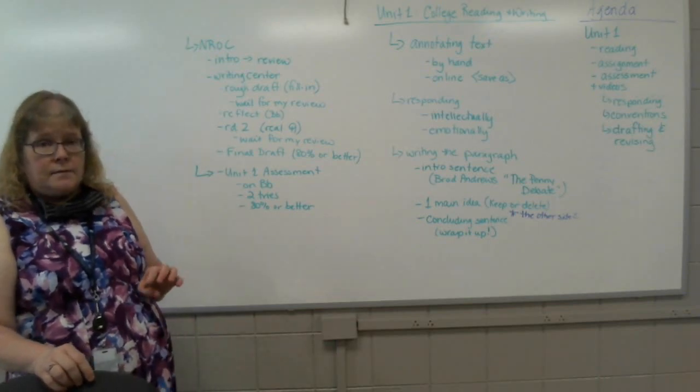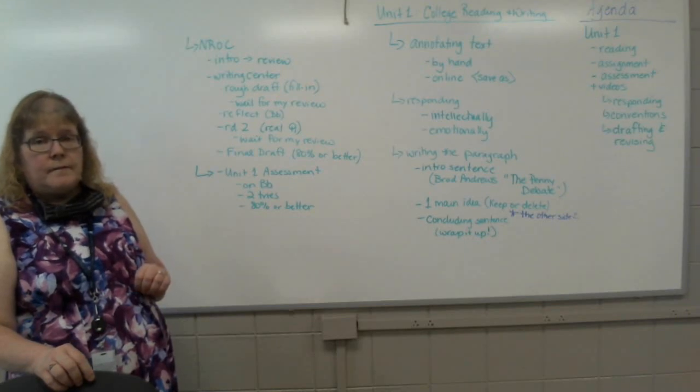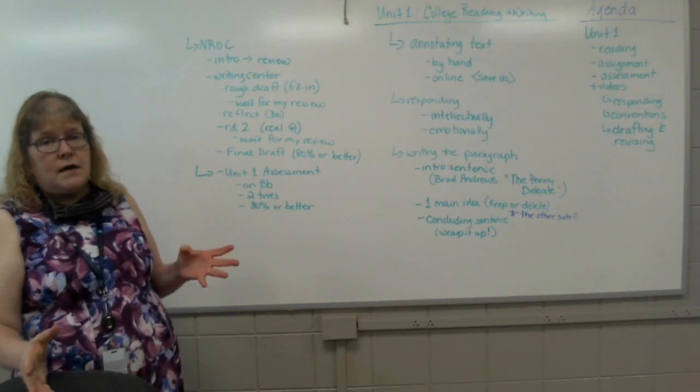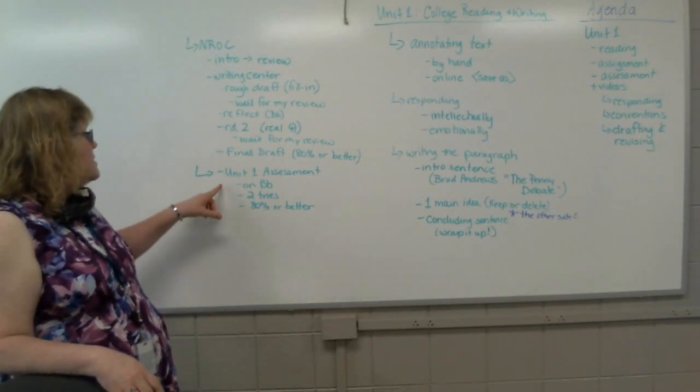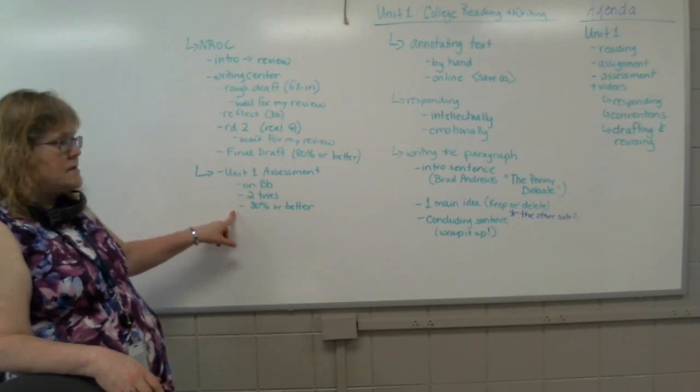So take your time, and when in doubt, look it up. Go to the Purdue OWL and see what that rule is for the apostrophes. It's not cheating. So, Unit 1 assessment on Blackboard, you get 2 tries. You have to get 80% or better.